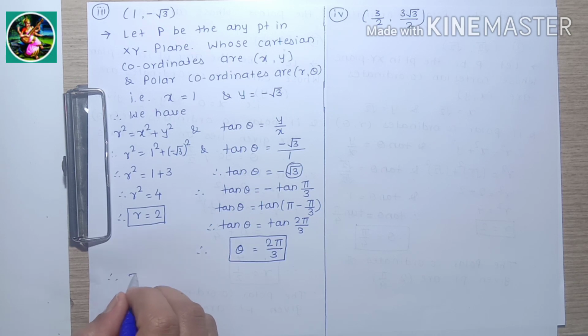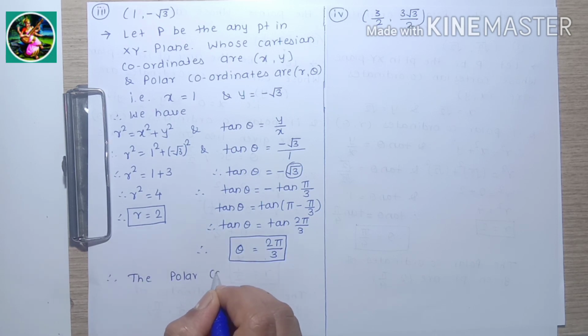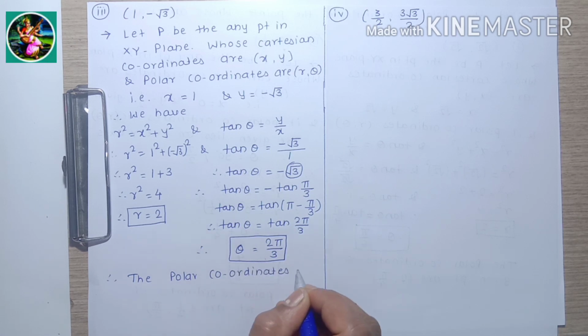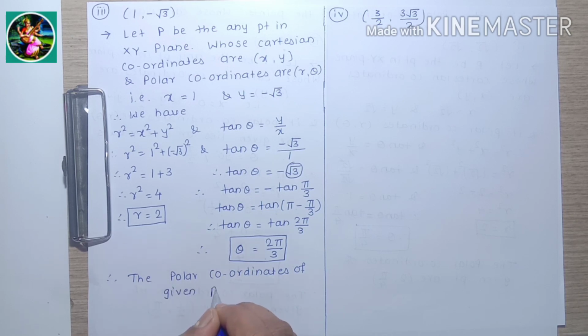Therefore, we get the polar coordinates of the given point r, theta, that is 2, 2 pi by 3.